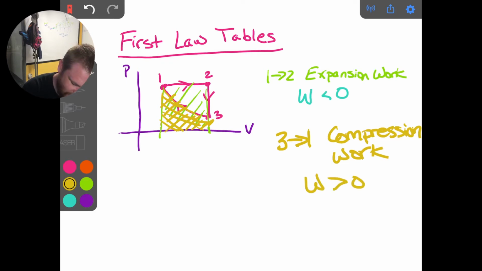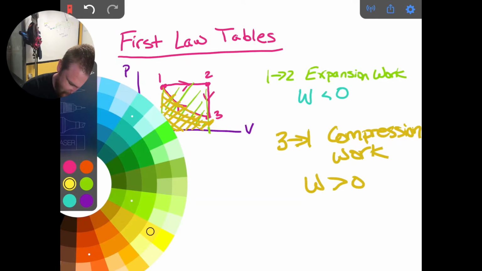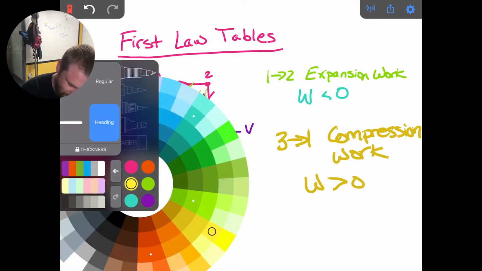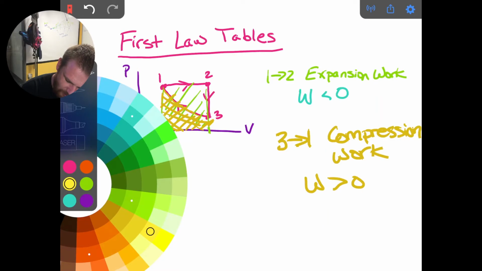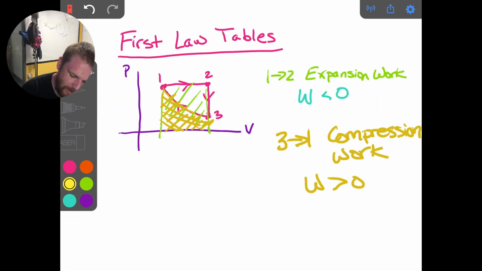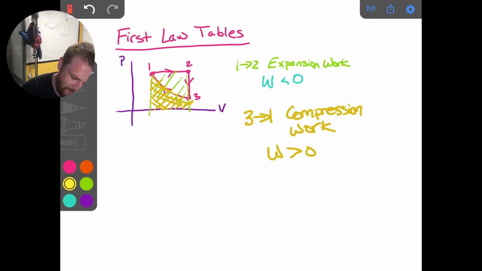And so in this particular process, we have that the magnitude of the expansion work exceeds that of the compression work. In other words, we're getting more work out in this 1 to 2 process than work that we have to put in 3 to 1.